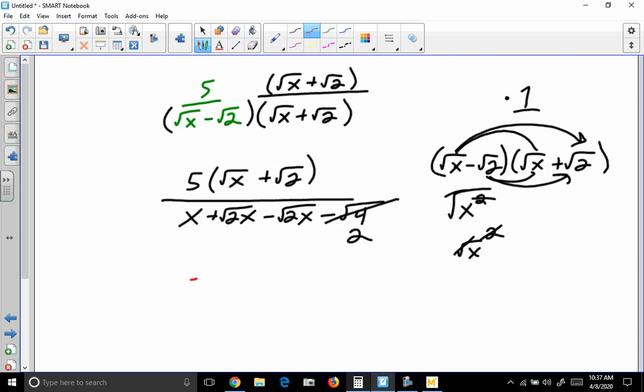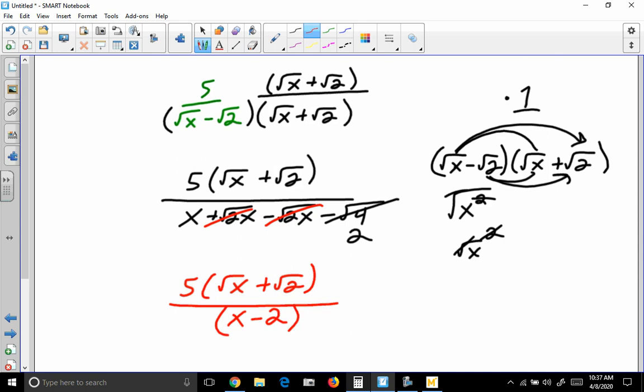So on top, 5 times the square root of x plus the square root of 2. On bottom, the middle terms cancel because they're opposites, and we're left with x minus 2. That whole thing is one factor, and we don't have that factor anywhere else, so that doesn't reduce any. So that's as far as we can go. So I hope these problems helped to kind of make sense of some of the things that we covered in this section.